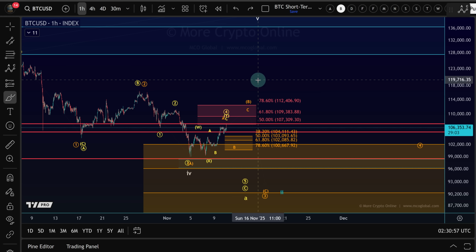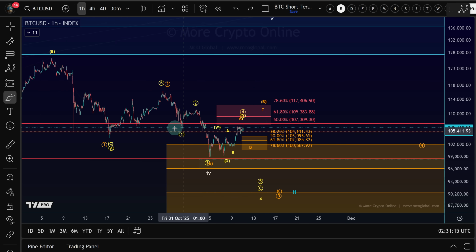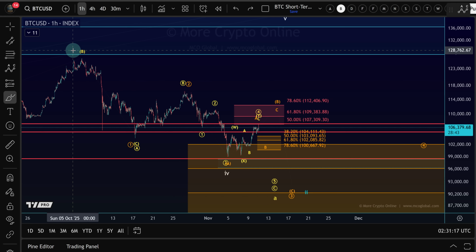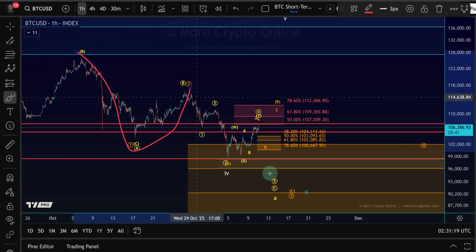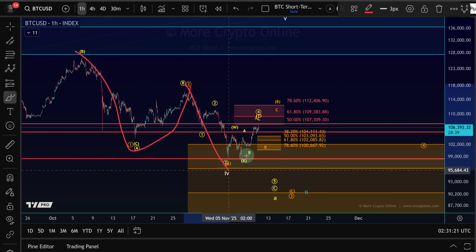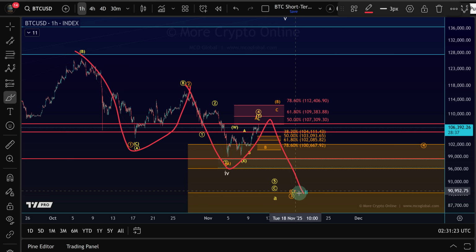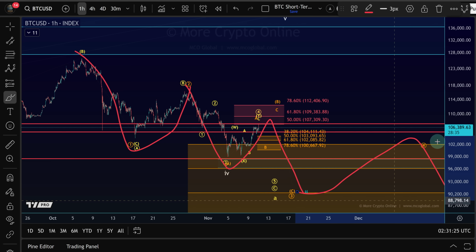I just want to say that I don't like so much that yellow count in which we're in a wave 4. I think it makes more sense to interpret the move up as a B wave, which has its standard resistance between 107,300 and 112,400. And that's the orange count. Wave 1, wave 2, and then the 3rd wave is unfolding A, B, C in wave 3. Then we could get a wave 4 and a wave 5.